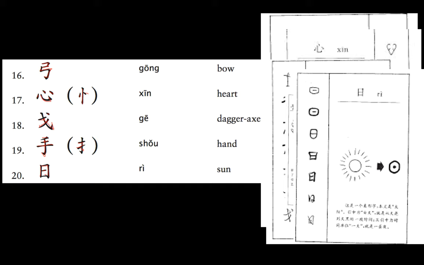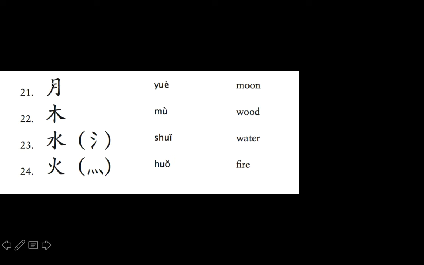Group 5. Yue, mu, shui, huo. Let's write it. Pie, heng, zhe, gou, heng, heng. Mu, heng, shu, pie, na. Shui, shu gou, heng, pie, pie, na. Huo, pie, na, dian, dian.